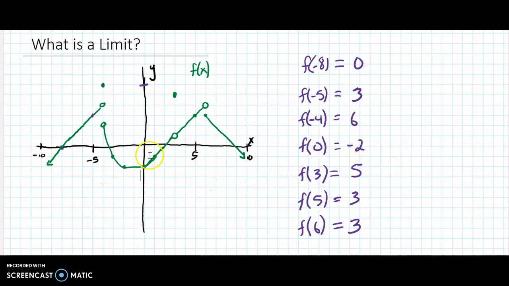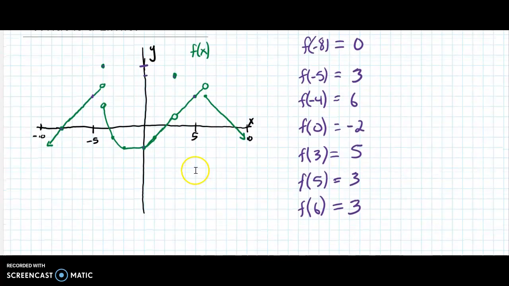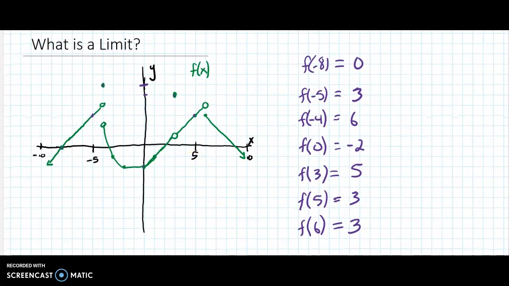At 3, we go out 3 units, and then I go up to the function. I pass through that because of the open circle, go up to here. This height is 5. f of 5. I go out to here, and then I go up until I get to the function. Boom, it's right there. It is 3. And lastly, f of 6.